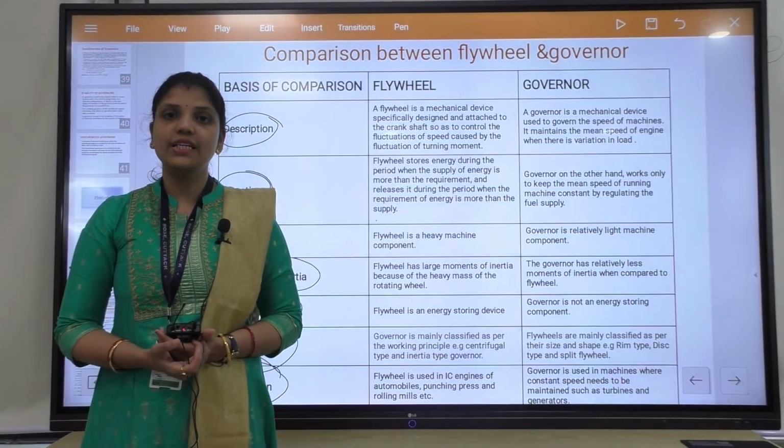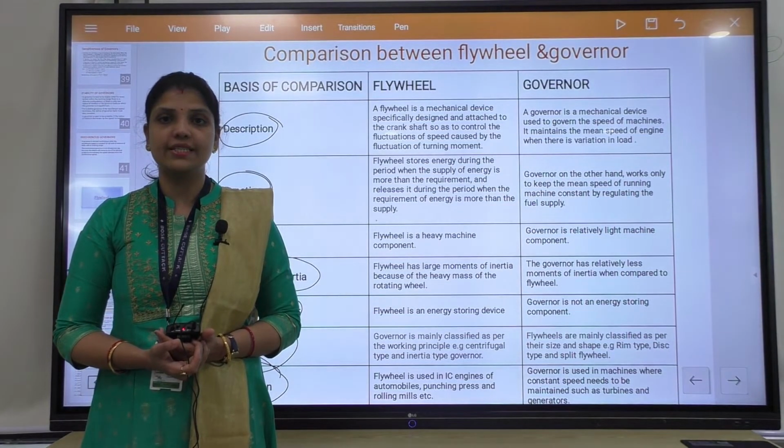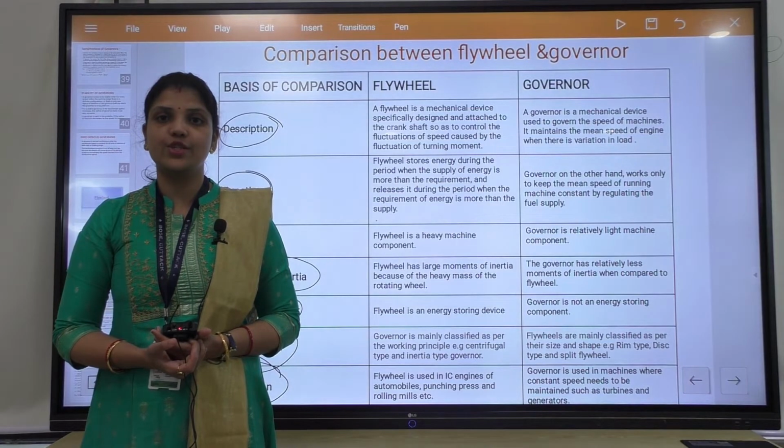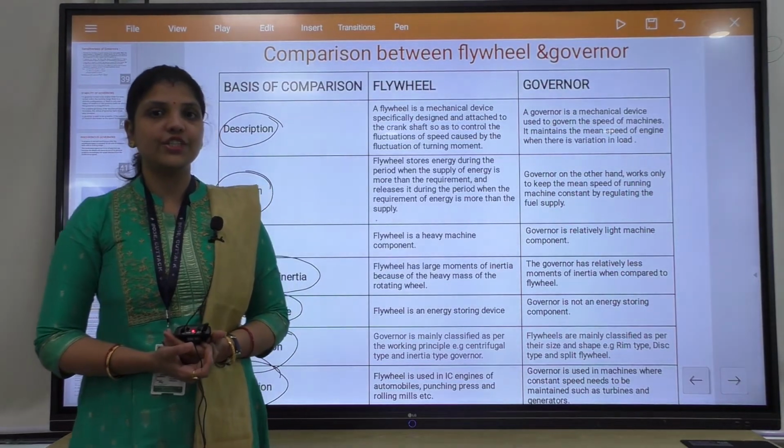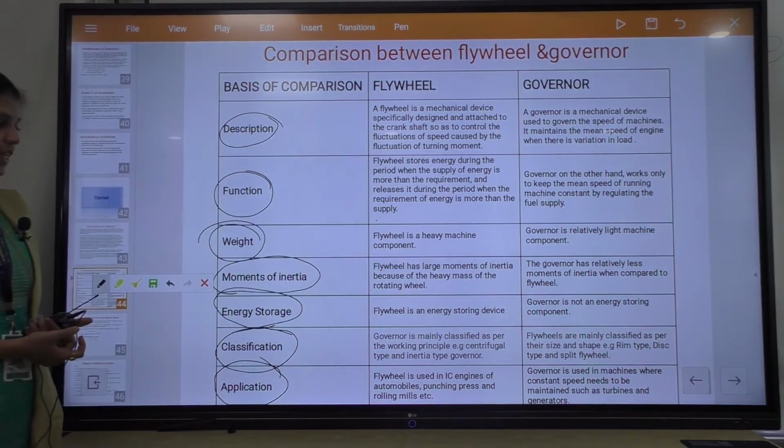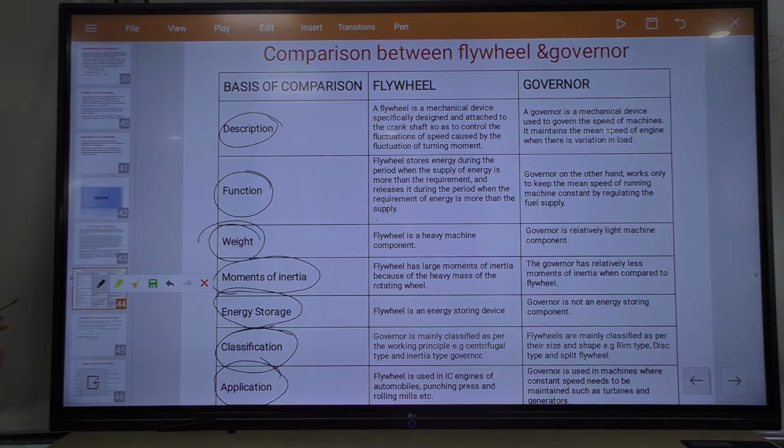So, flywheel is an energy storage device, but governor is not an energy storing device. Next, classification. Flywheel is of different types like rim type flywheel, disc type flywheel, and governor is of different types like centrifugal type governor, inertia type governor. Next come to the application. So, flywheel is used in case of IC engine, of automobiles, punching press, rolling mills, and governor is used in turbines and generators.